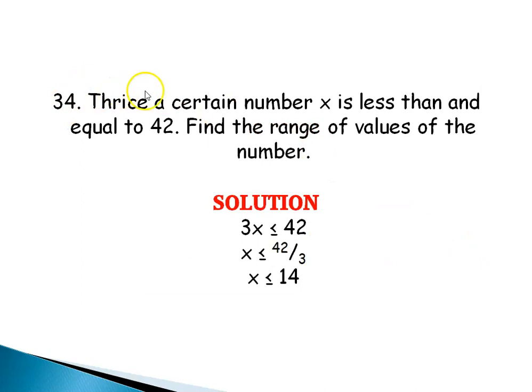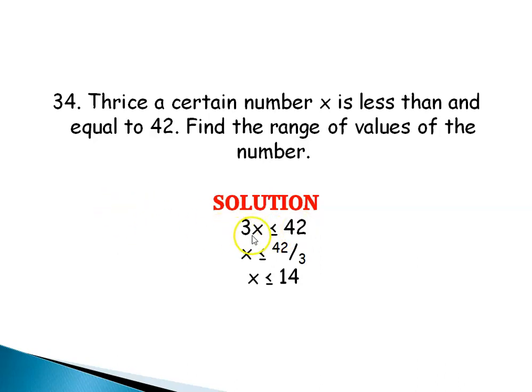Question 34. Three times a certain number x is less than or equal to 42. Find the range of values of the number. So if the number is x, three times the number, 3x, is less than or equal to 42. So we have to find the range of the values of x.